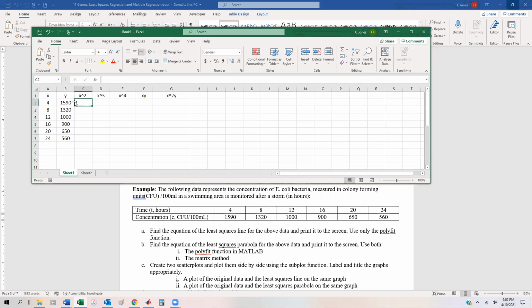All right. And remember, what you do is you just take A2 and you're going to square it. And you're going to take A2 and you're going to cube it. And don't forget the equal sign, like I did. And we're going to take A2 and raise it to the fourth. And then we're going to take A2 times B2. And then finally, we're going to take C2, which is the x squared, times B2.